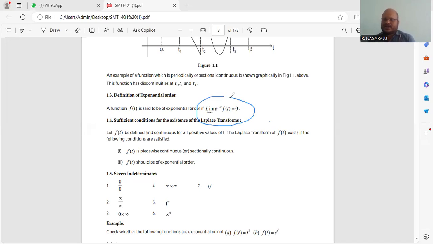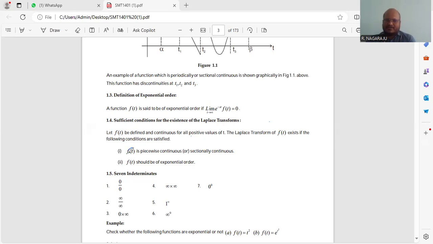Any function you apply for a Laplace transformation must satisfy piecewise continuity and exponential order. If the two conditions are satisfied, then only you can apply the Laplace transformation. Otherwise, you can't apply it. So these are the two sufficient conditions for the existence of the Laplace transformation.